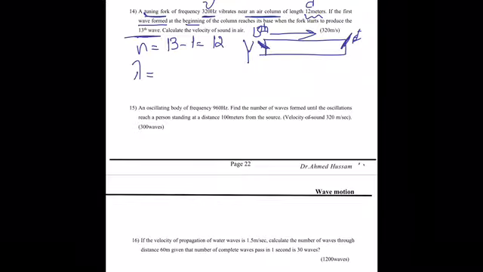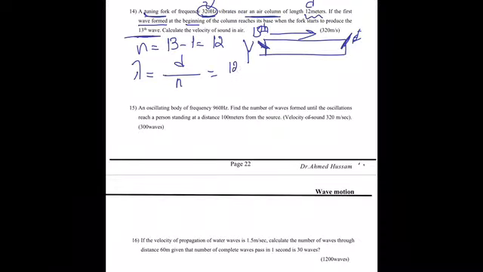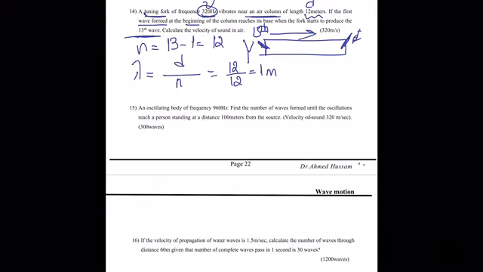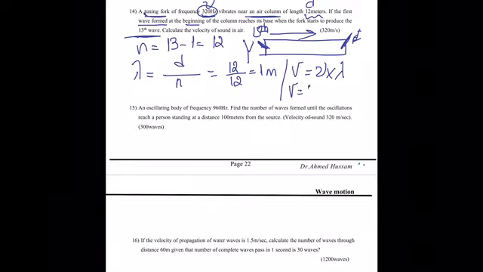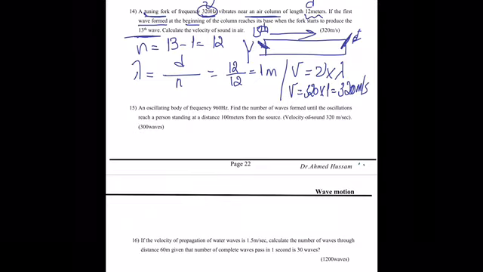Then the wavelength. The frequency of course equals 320, and the wavelength equals distance over number, and then 12 over 12 means 1 meter. And then we use frequency times wavelength to find the velocity. 320 times 1 equals 320 meters per second.